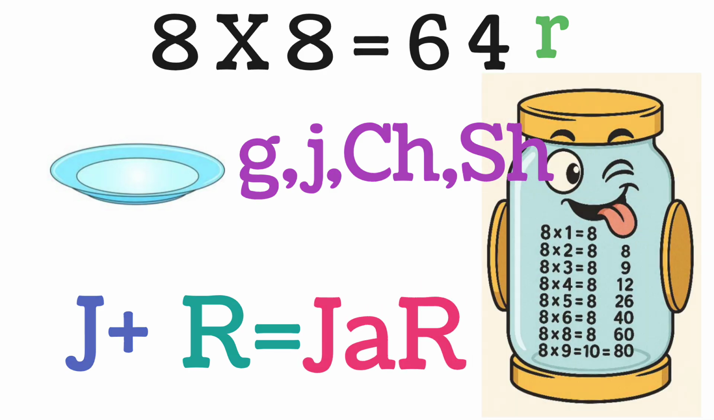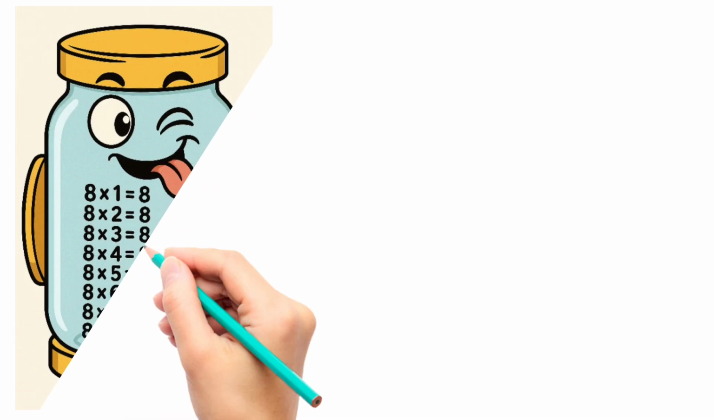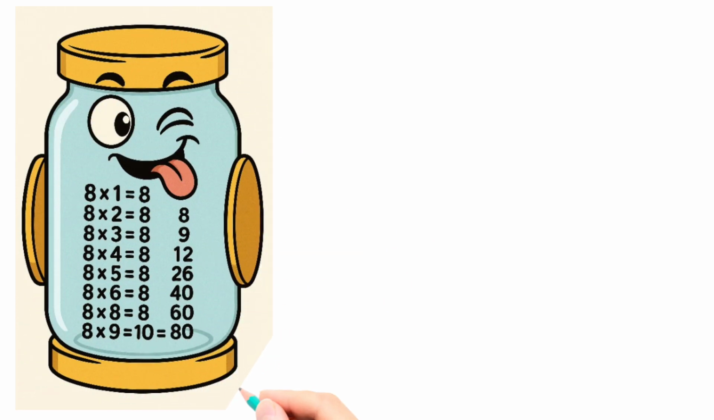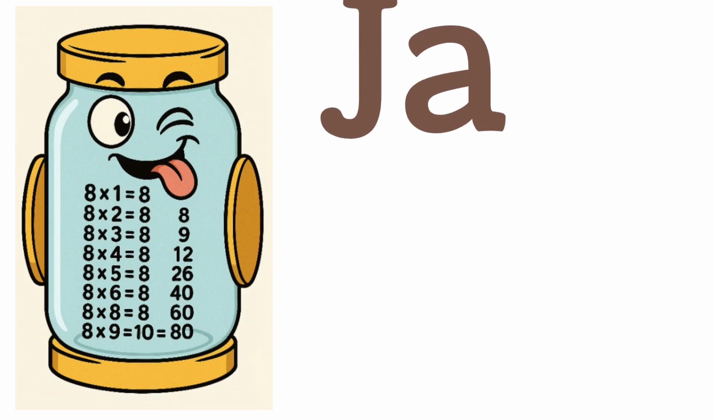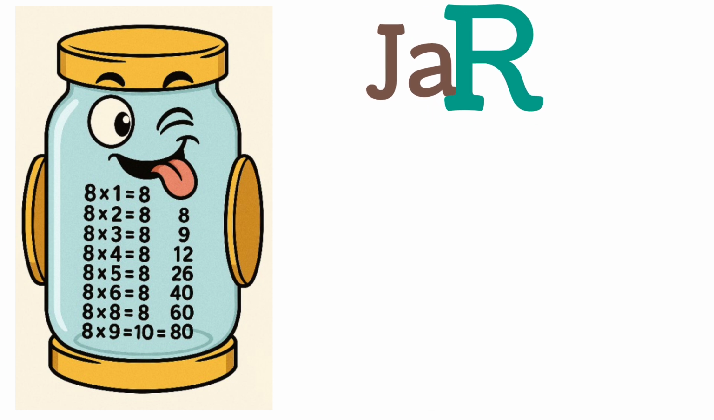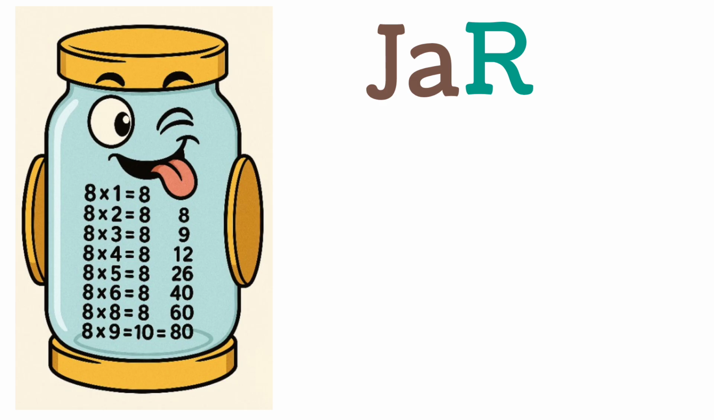Yes, jar. Now imagine, children, there's a special jar in the room. Its base and top both are covered with shiny metal plates. And guess what? On that jar, the whole table of 8 is written beautifully. But that jar is very naughty. It keeps dancing and spinning round and round, showing off its metal plates and saying, "Look, I am the 8 table jar." So, whenever you forget 8 eights are what, just remember the rhyme.